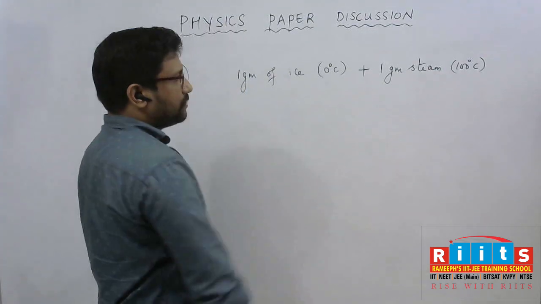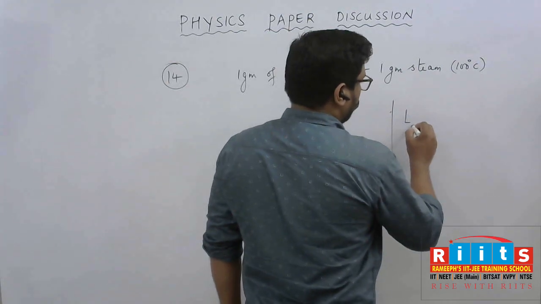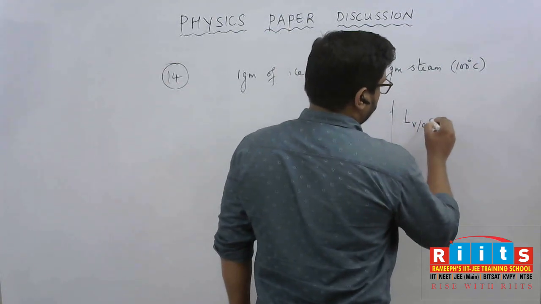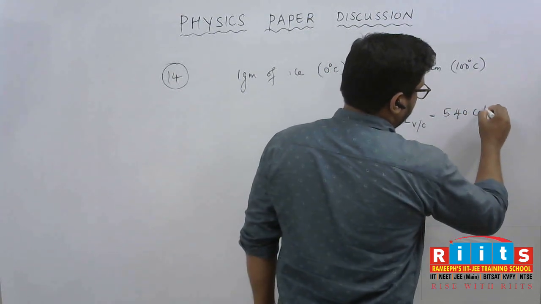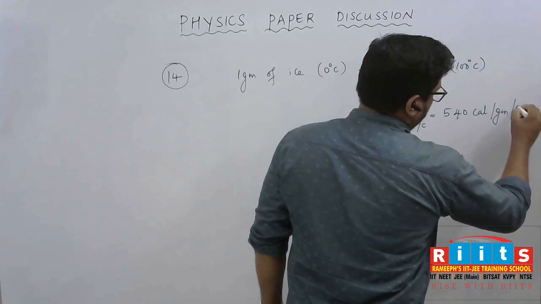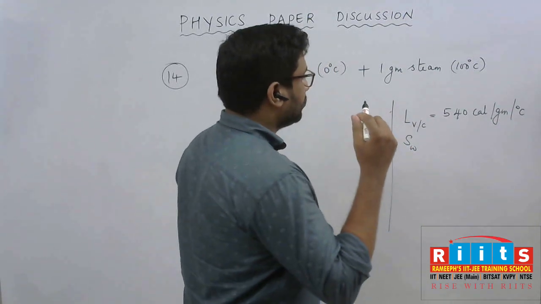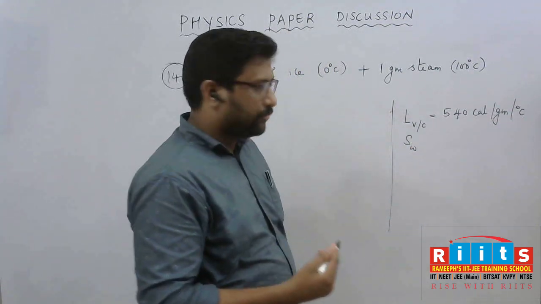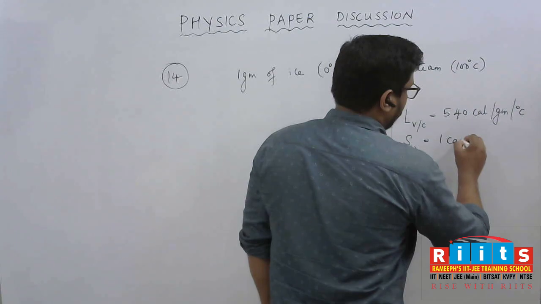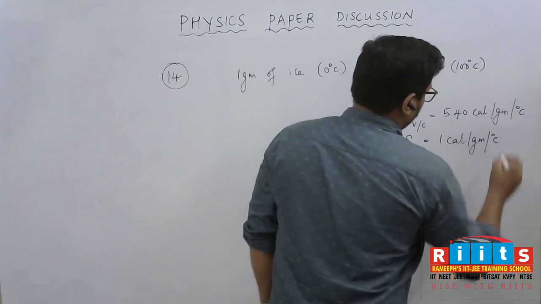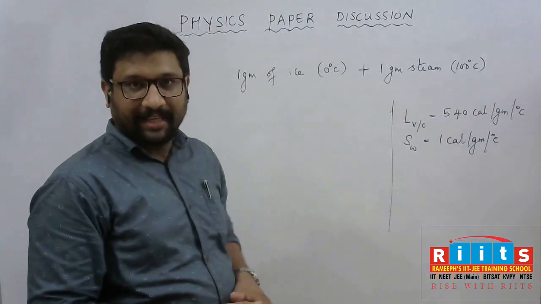For doing these kinds of questions, you should know certain basic data. First one is the latent heat of vaporization or condensation of water or steam, which is 540 calorie per gram. Similarly, the specific heat of water, that is the amount of heat energy required for raising the temperature by 1 degree Celsius, is 1 calorie per gram per degree Celsius. So if you are mixing these two things, what will be the final temperature of the mixture at thermal equilibrium?